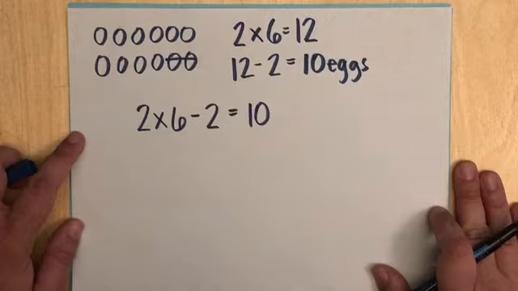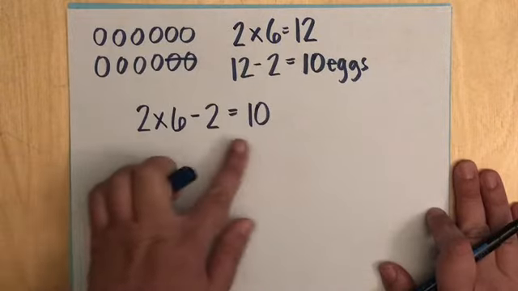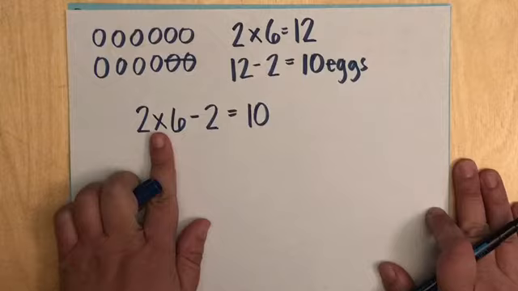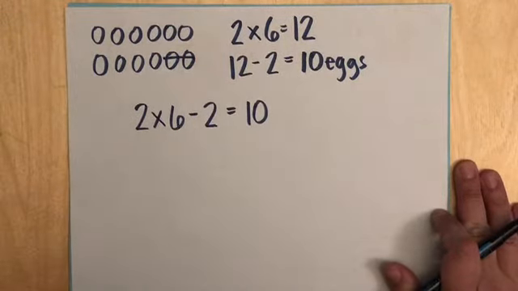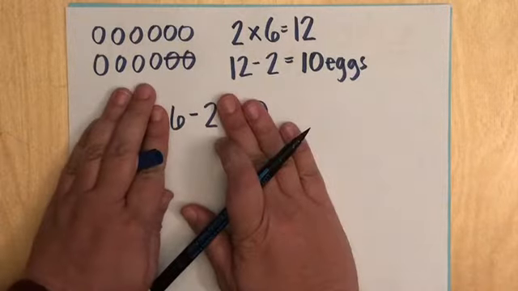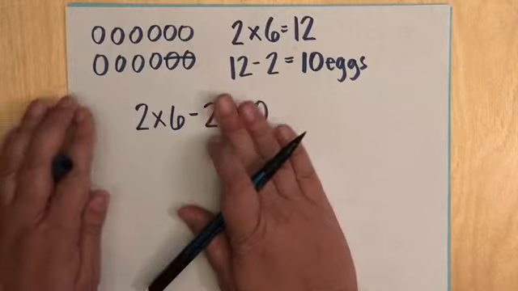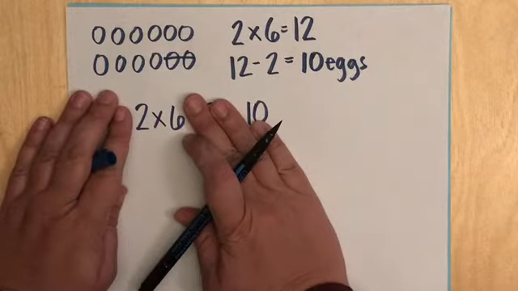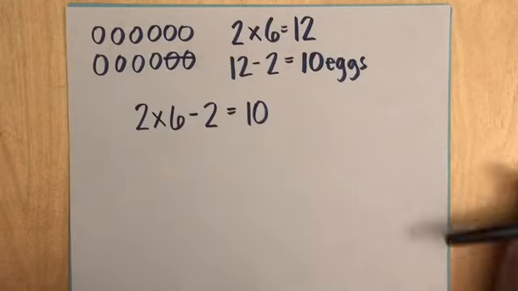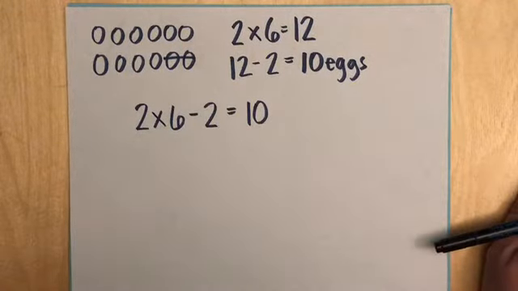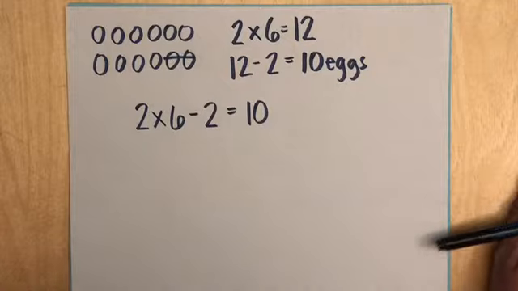Looking at this, do you guys think it matters in this equation if we multiply or if we subtract first? What do you guys think? Some of you probably think that it matters. Some of you probably think, it doesn't matter which one I do first. I could do 6 take away 2 first and then times it by 2. Or I could do 2 take away 6 first and then minus 2, and I'll still get the same answer of 10 eggs. Let's see what happens when we do different operations first.